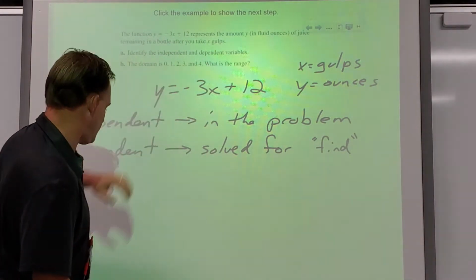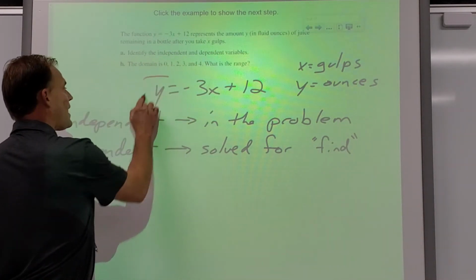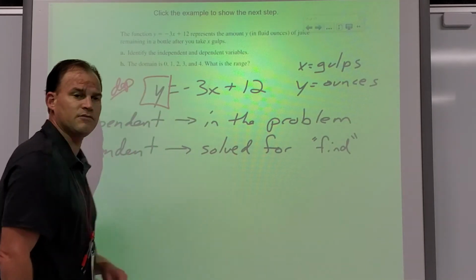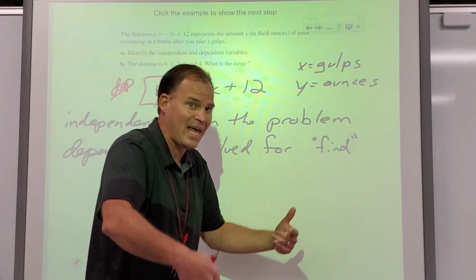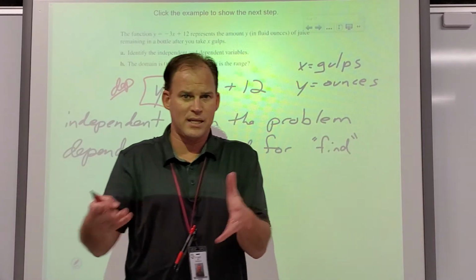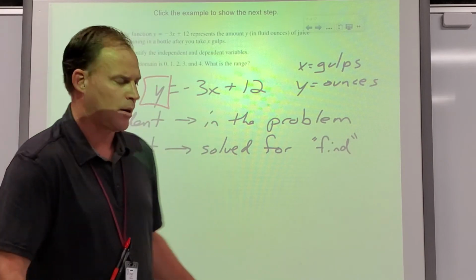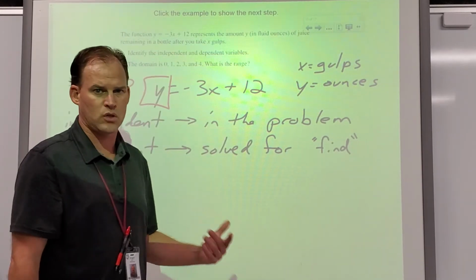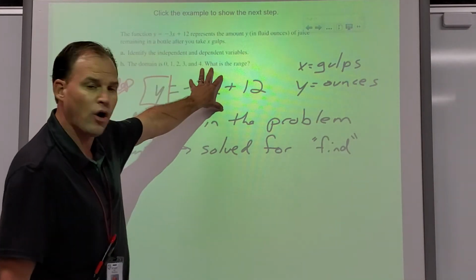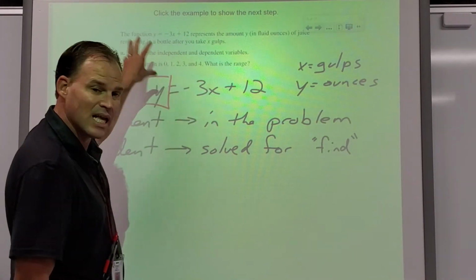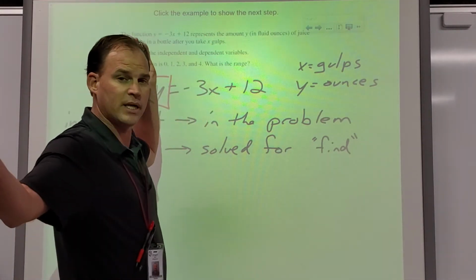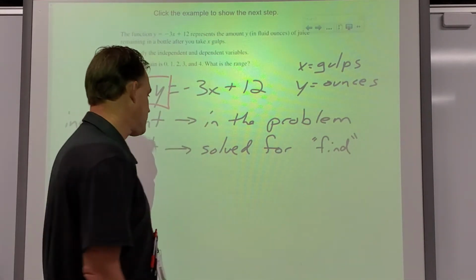Whatever it's solved for, this right here will always be your dependent variable because it depends on how many drinks you take. The answer depends on something else. How much water left in the bottle depends on how many drinks you take. So this depends on this. That makes this the dependent variable, and this is independent. I can take however many drinks I want until it's empty.